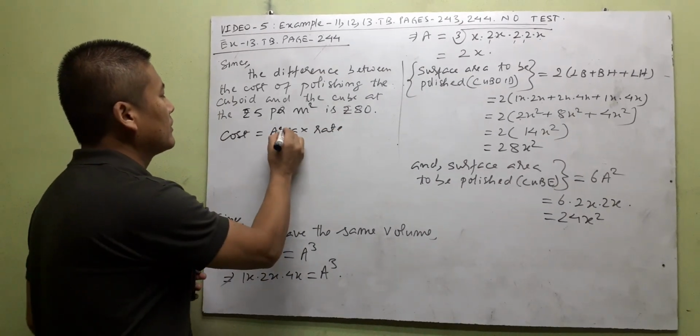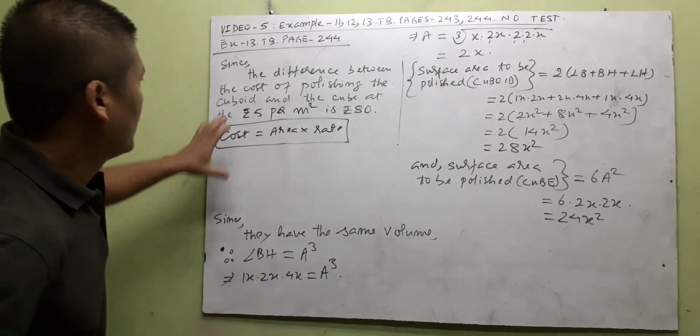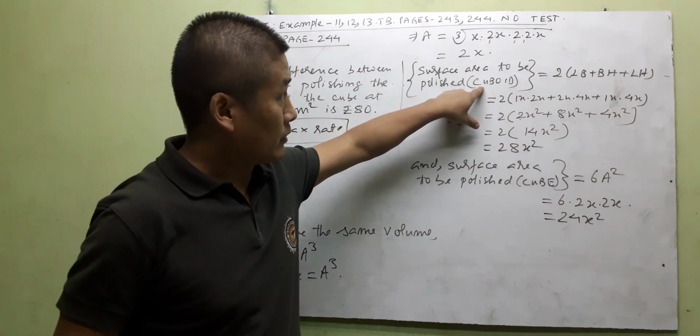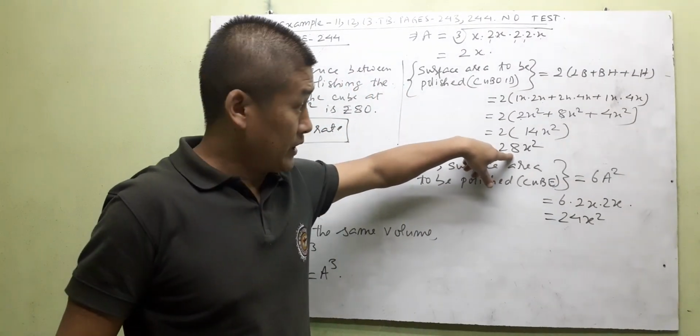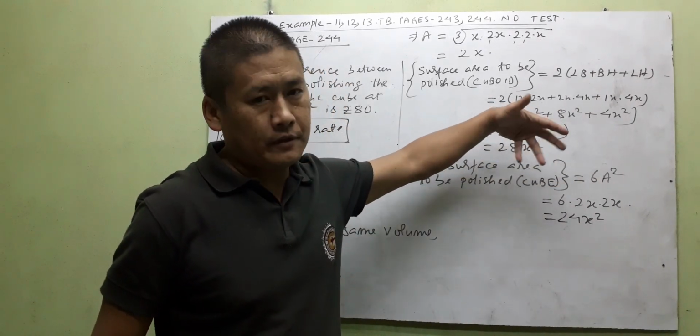You need not write this one. Just keep this in mind as you do this. Now here, difference between the cost means surely the cost of polishing the cuboid will be higher, right? Because the surface area is more. 28x squared is greater than the surface area of the cube. So if you polish more surface area, the cost will be higher.